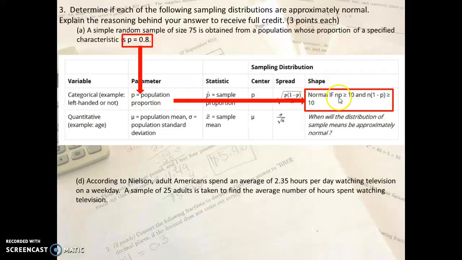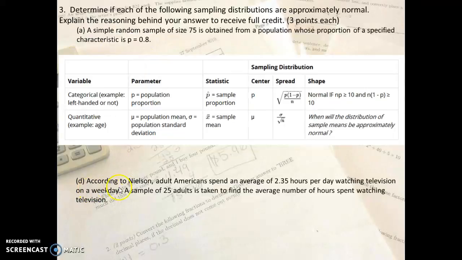So n times p, right? If you see two letters together, that means multiply. n times p has to be bigger than 10. I'll let you do it. n times (1 minus p) has to be bigger than 10. I'll let you solve it, and then that'll tell you yes or no. Okay, so you can solve part A.